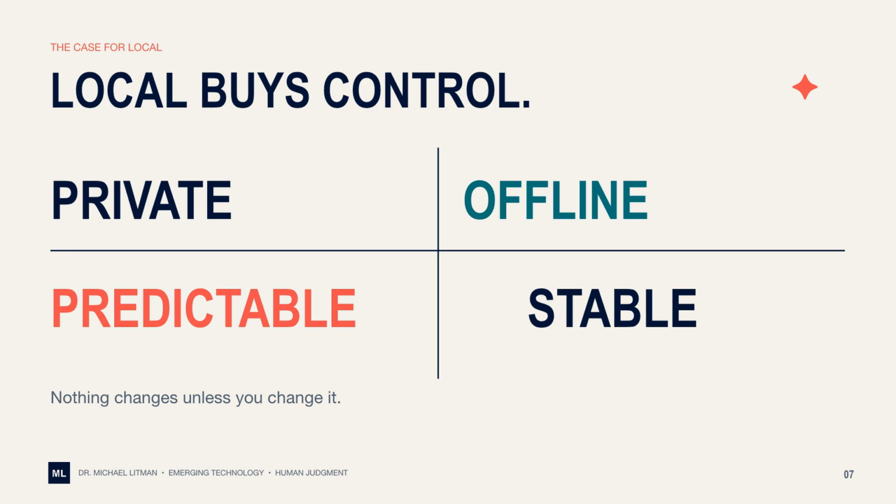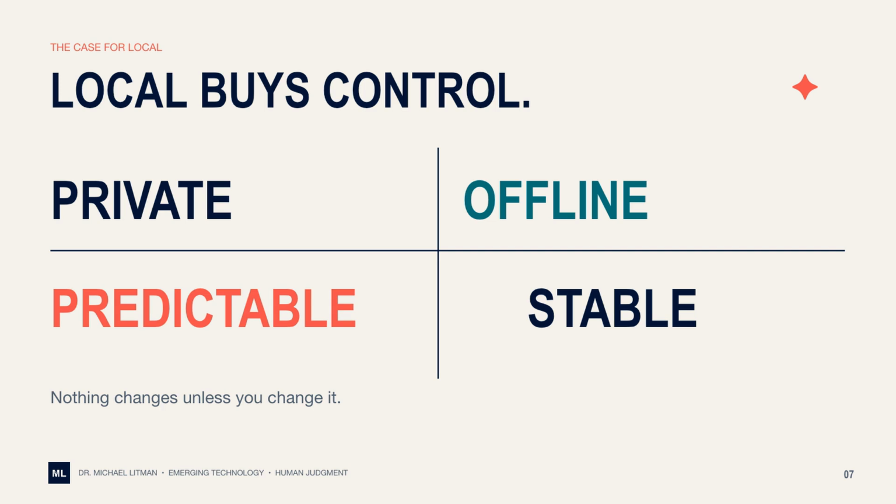Now let's talk about the local option, because this is where people get starry-eyed. Running a model on your own hardware. And look, the case for it is genuinely strong. Number one, privacy. Nothing leaves your machine, your prompts, your documents, your weird 3 a.m. question, they stay home. Number two, it works offline. Plane, cabin, apocalypse, whatever. Number three, predictable costs. You buy the hardware once, and then every single prompt after that is basically free.